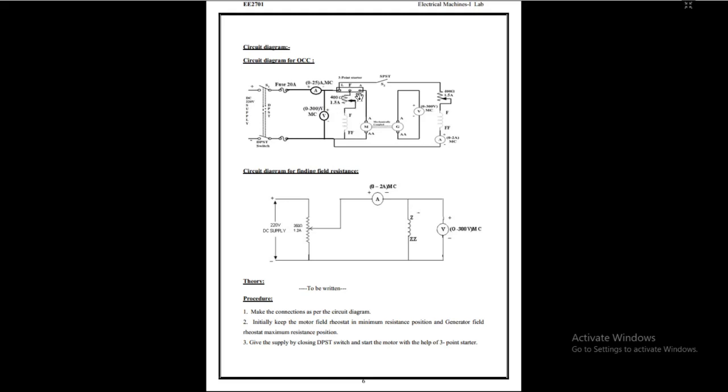In order to operate the system in a proper manner, we are connecting a 3-point starter. The 3-point starter consists of L, F, A. L means the line current will be entering here. From that, some of the current will be supplied to the field in order to generate the field, and some current is entering into the armature. By that magnetization and the armature current, the motor will rotate.